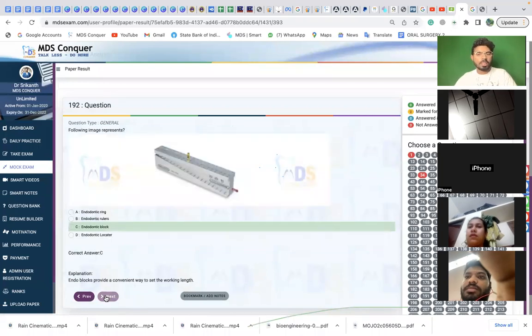How many of you know this? You know endo block?